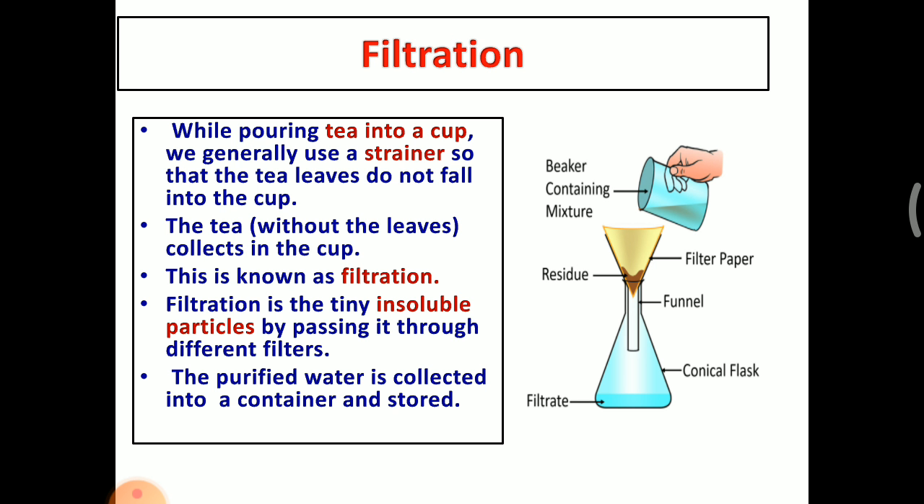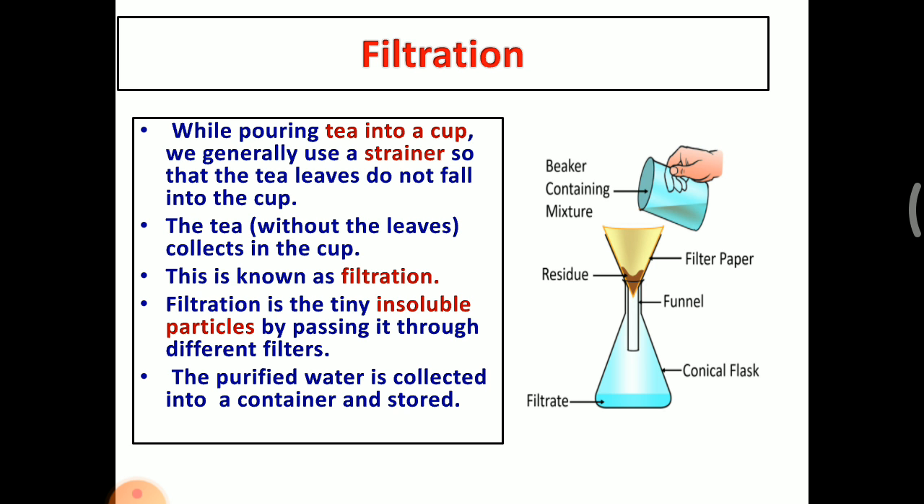The next method is filtration. While pouring tea into a cup, we generally use a strainer so that the tea leaves do not fall into the cup. We know that when we are drinking tea, we pour the tea into the cup using the strainer. Why are we using that strainer? Because this strainer stops the tea leaves. The tea without leaves collects into the cup. This process is known as filtration.